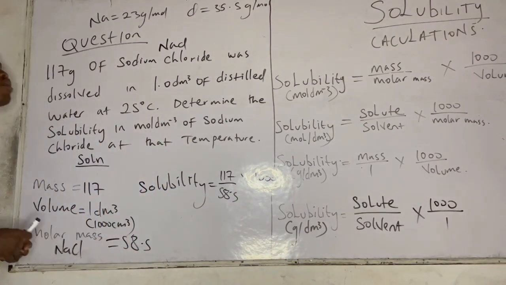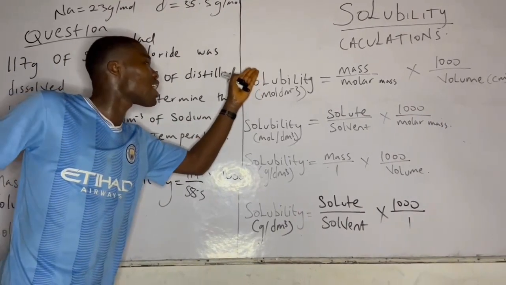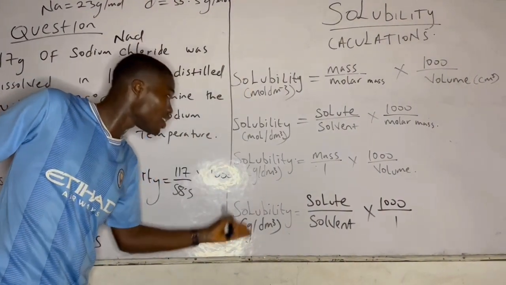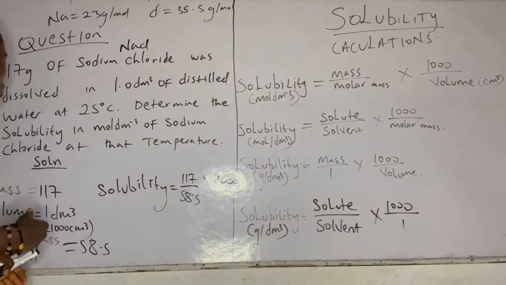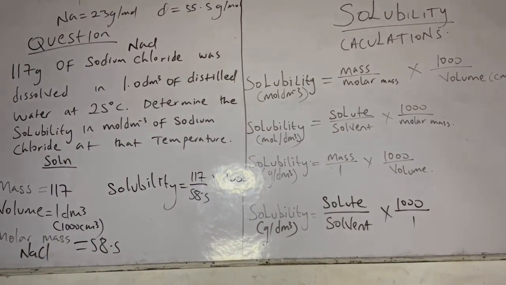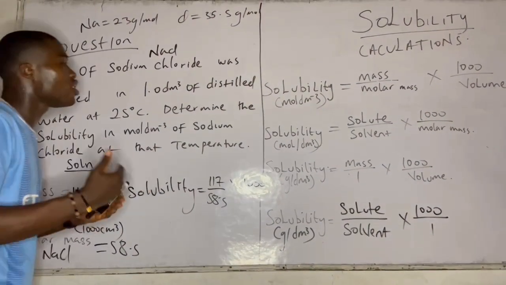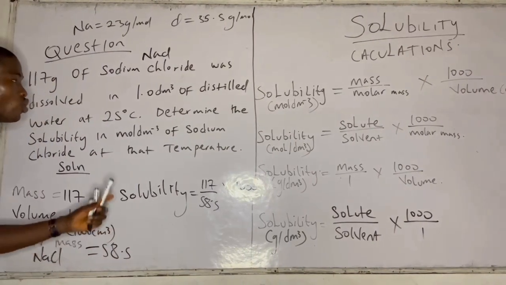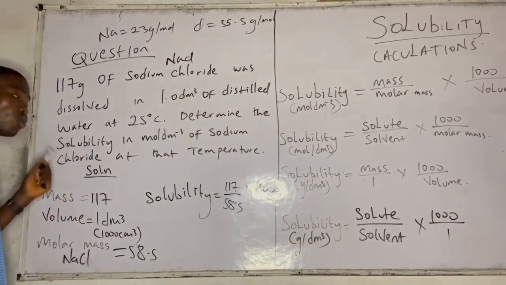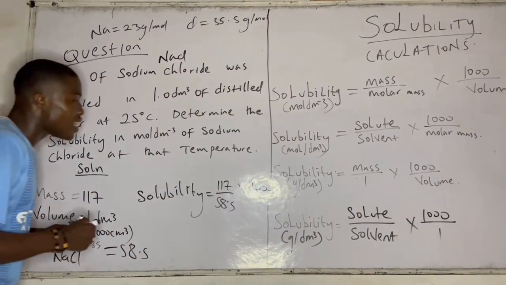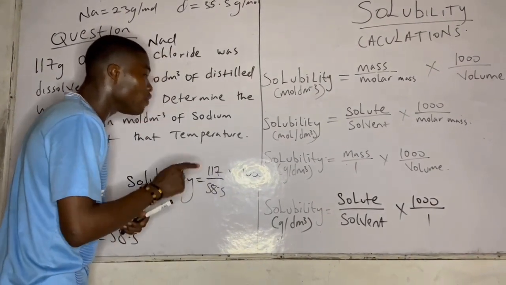So anytime you are solving solubility questions, solubility is the same thing as concentration. So anytime you are asked to look for the concentration of a solute in a solvent, or the solubility of a solute in a solvent, the mass you use is for the solute. The molar mass you use is for the solute. Please take note. And the volume you use is the volume of the solution.